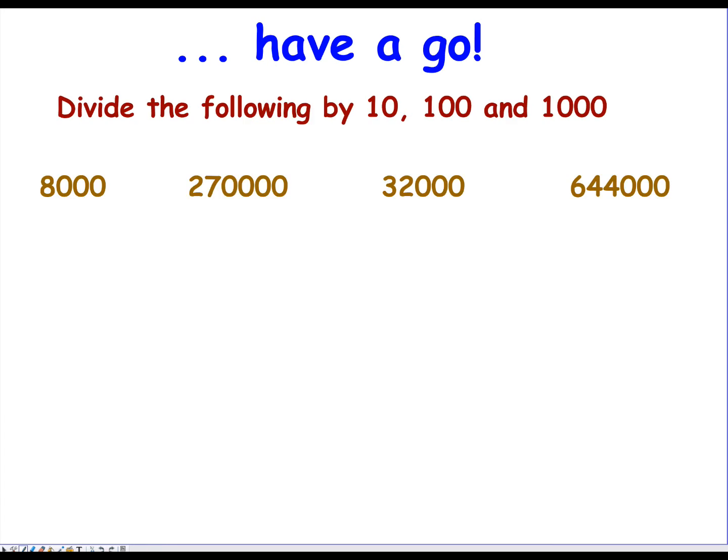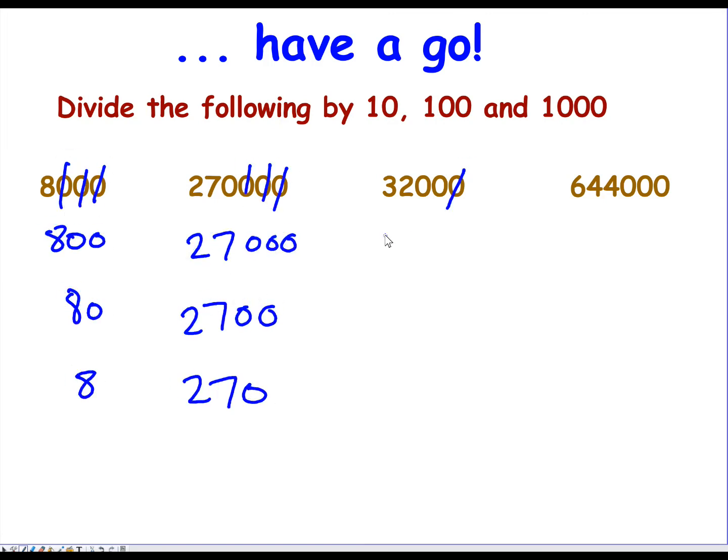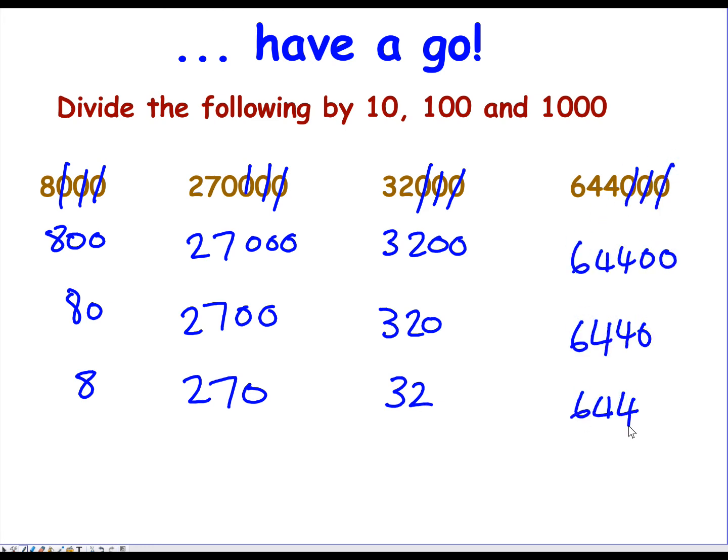Have a go yourself and divide these 4 numbers by 10, 100 and 1,000. Now let's reveal the answers. I've speeded up the video just to show you how you can do these questions quickly. Hopefully you got them all right.